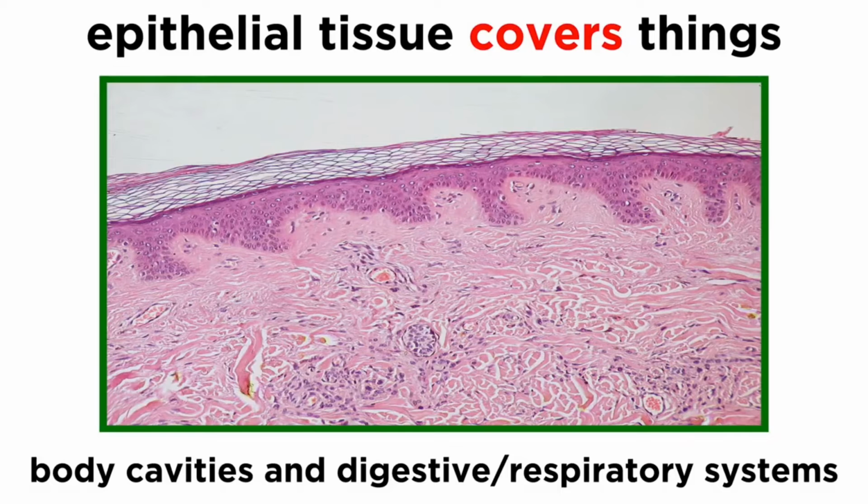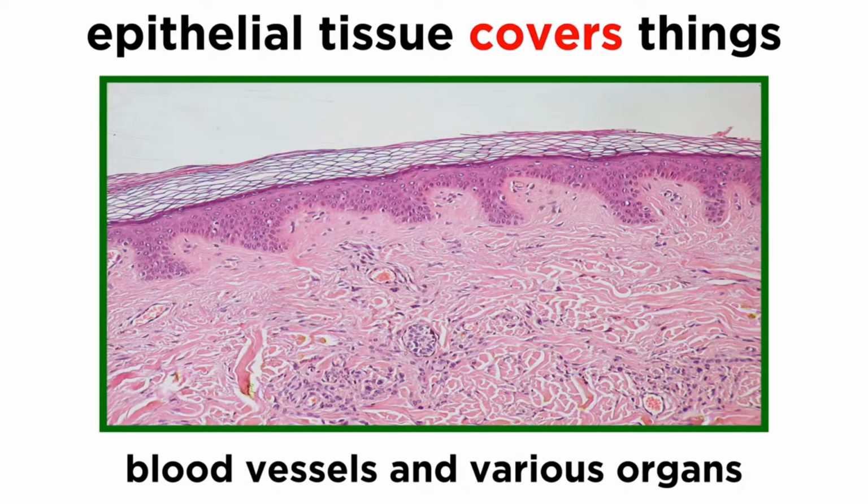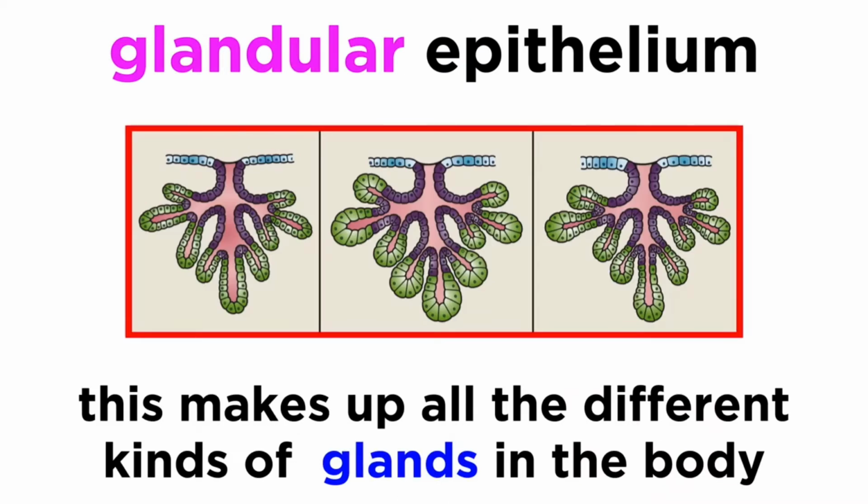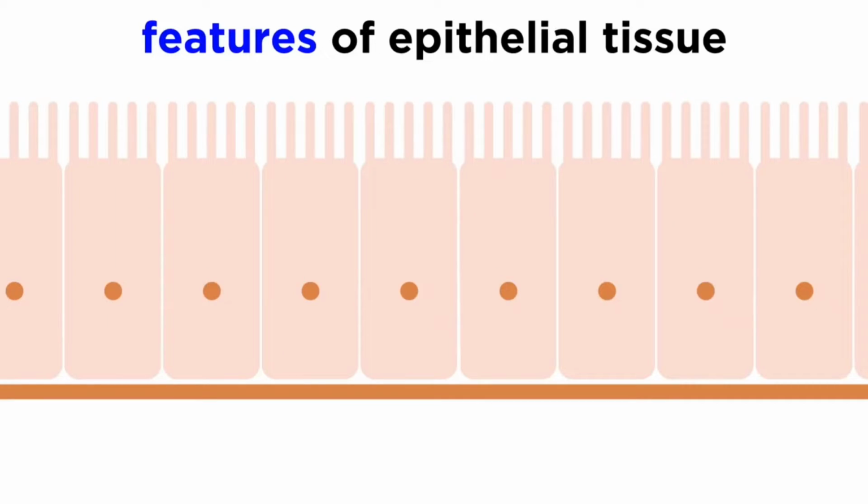This tissue also dips into body cavities, covering the digestive and respiratory systems, and it even lines blood vessels and various organs. All of this can be considered covering and lining epithelium, which act as boundaries, and any substance that enters or exits the body must pass through some kind of epithelium. There is also glandular epithelium, which makes up all the glands in the body, and we will discuss those in more detail a little later. For now, let's just describe the key features of epithelial tissue.